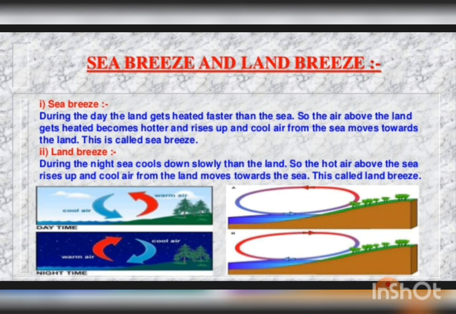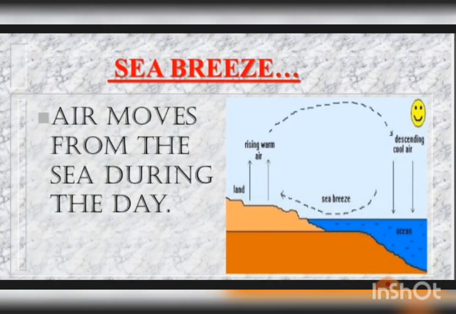Whereas land breeze is exactly opposite. During the night the sea cools down more slowly than the land, so the hot air above the sea rises up and the cool air from the land moves towards the sea. This is called a land breeze. In a land breeze, the air blows from the land to the sea during night time. In a sea breeze, air moves from the sea during the daytime.